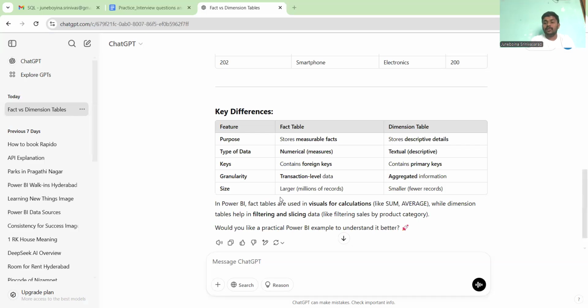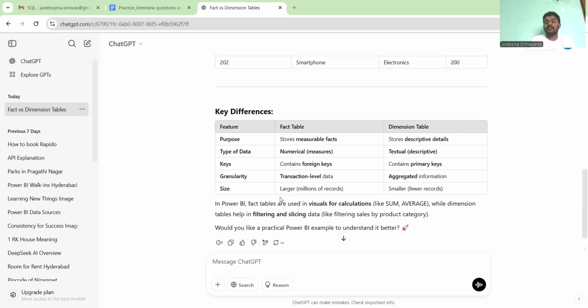Fact table contains numerical data. That means measures should be saved in the fact table. Dimension table contains textual information. That information is called descriptive information. Fact table is used for transaction level data. Dimension table is used for descriptive information. Fact table stores measurable facts. Dimension table stores descriptive details.